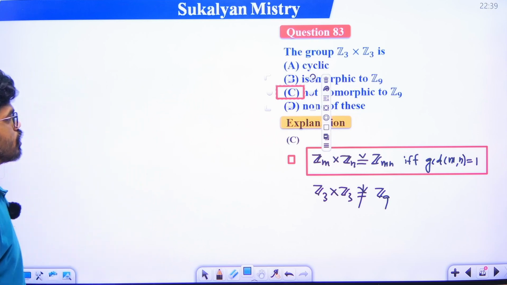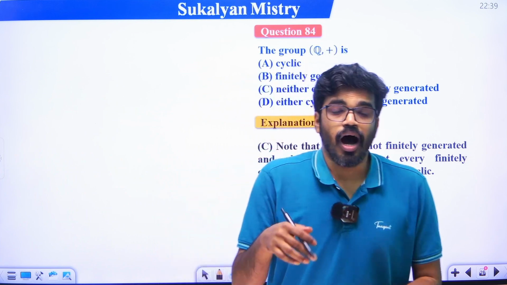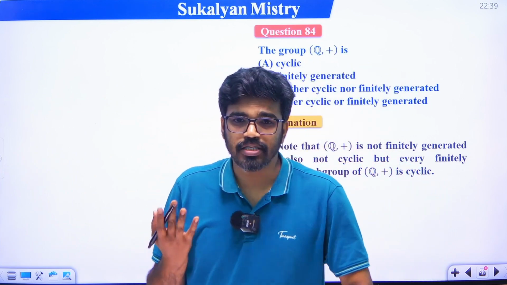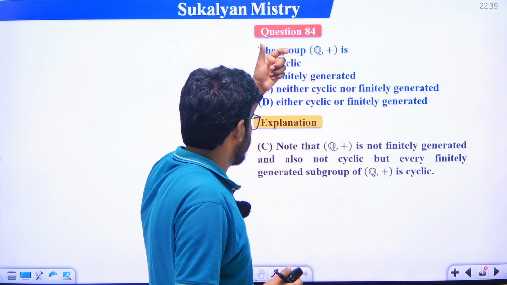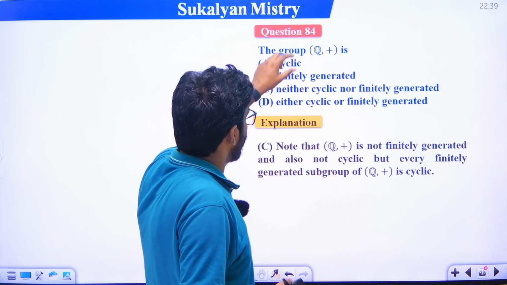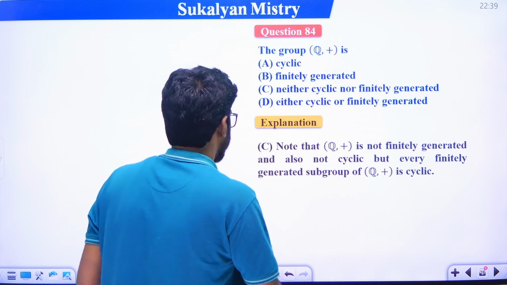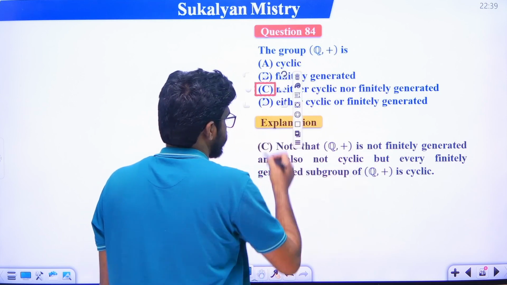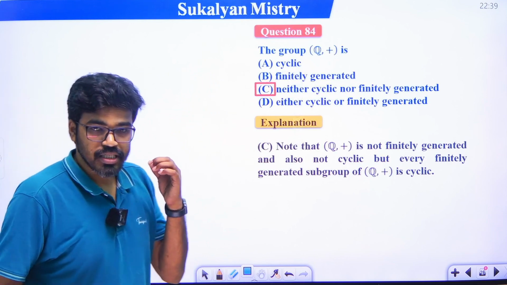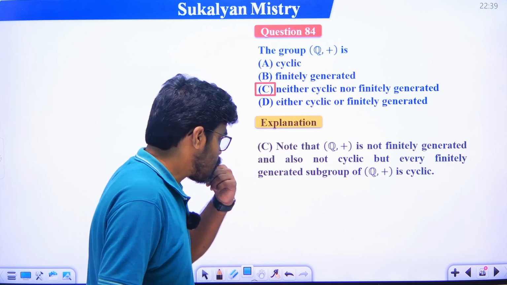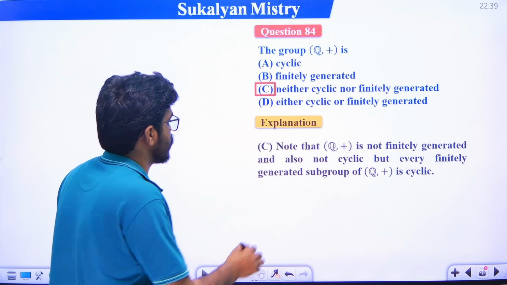Okay, next example. We know that R comma plus and Q comma plus are not cyclic groups. Z comma plus is a cyclic group, but Q comma plus is not cyclic, it is not finitely generated, but all finitely generated subgroups of Q comma plus are cyclic. So option C is the correct answer. It is very important: Q comma plus is not finitely generated and not cyclic, but every finitely generated subgroup of Q comma plus is cyclic.